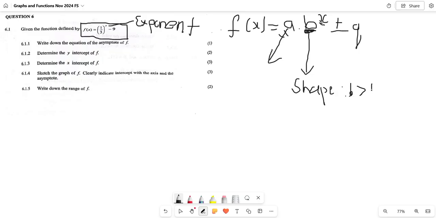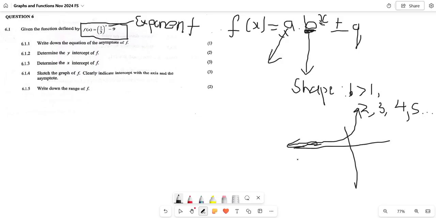If the value of b is greater than 1, meaning that if b is 2, 3 or 4, then we are going to have an increasing exponential curve that starts from the asymptote and goes upwards. If the base that carries exponent x is 2, 3, 4, 5 and so on, then we draw an increasing exponential curve.